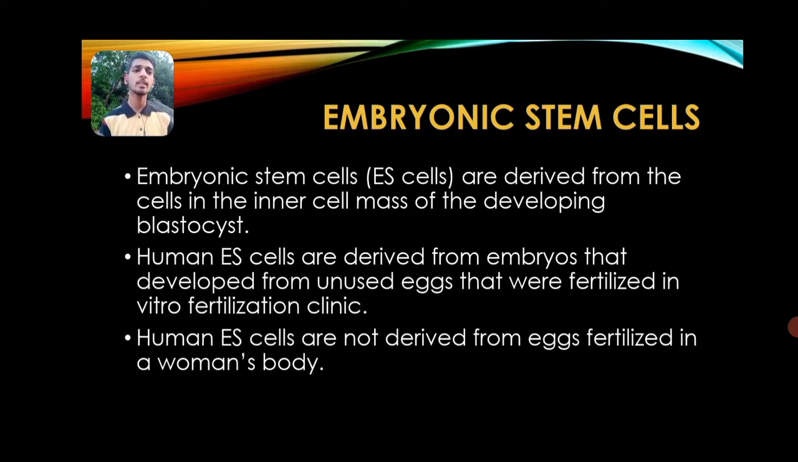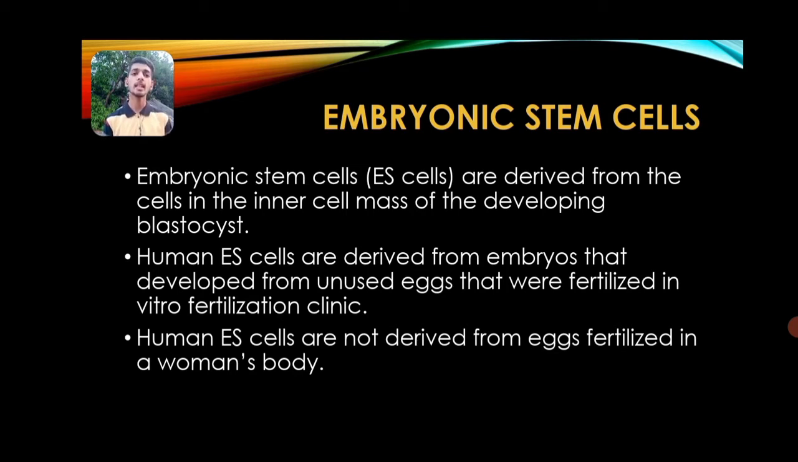Embryonic stem cells, or ES cells, are derived from the cells in the inner cell mass of the developing blastocyst. As I said, the blastocyst is a stage of embryo development. So these ES cells are derived from embryos that develop from the unused eggs that were fertilized in vitro at a fertilization clinic. As I said, there is a technique of in vitro fertilization. In that, unused eggs are taken and fertilization takes place.